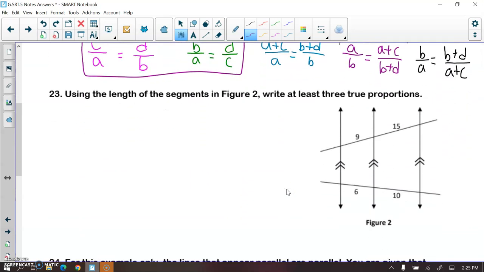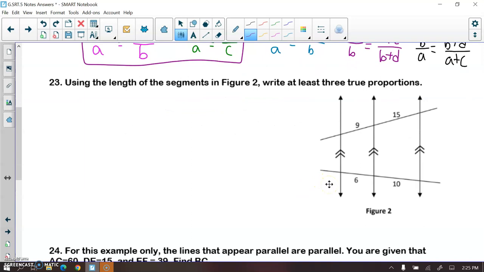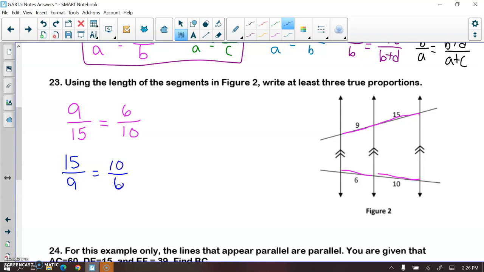All right, so number 23 says, using the length of the segments in figure 2, write at least 3 proportions that are true. So we can use the corollary of the side splitter theorem. I can write 9 over 15 is equal to 6 over 10. That would work. Another way that you could write it is flipping the fraction around: 15 over 9 is equal to 10 over 6. Another way we can write it is we can go across: 9 over 6 is equal to 15 over 10.